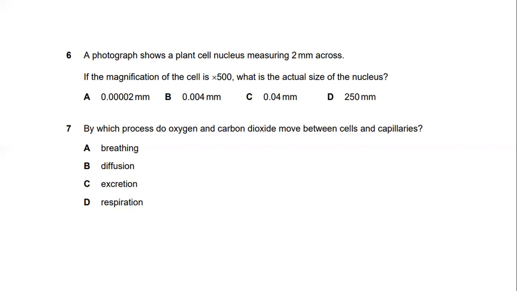Oxygen and carbon dioxide dissolved in water are exchanged by diffusion in the lung. Oxygen moves down the concentration gradient from the air in the alveoli to the blood, and carbon dioxide moves down the concentration gradient from the blood to the air in the alveoli. So the answer for number 7 is diffusion.